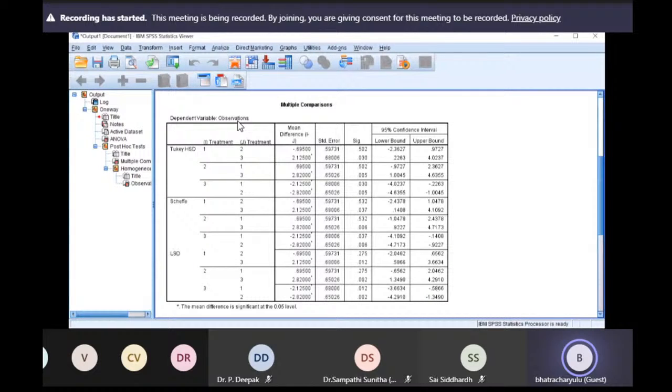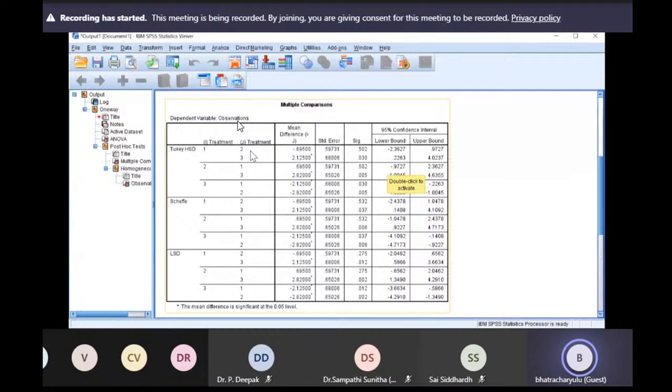Next, this is the multiple comparison test. There are different tests that I have selected: either Tukey's test or Scheffe's test or LSD or Duncan's multiple range test. Now we have 3 treatments, treatment 1, 2, 3.